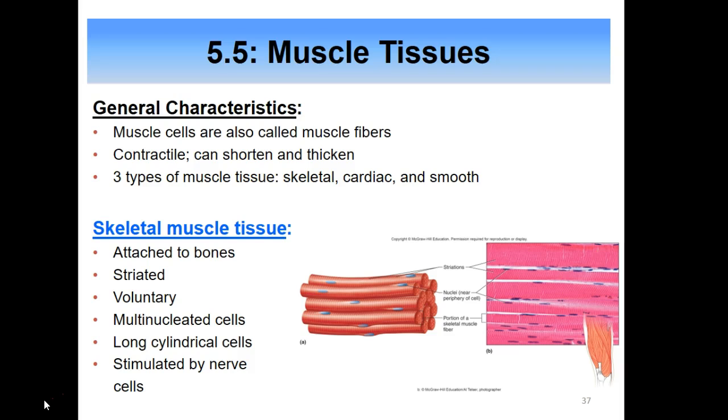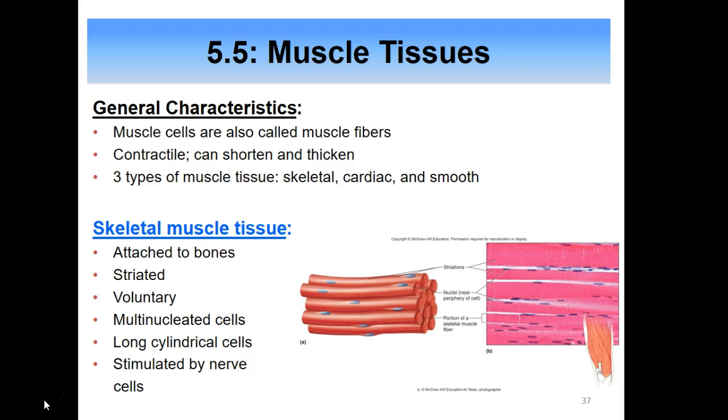It is attached to bones and it helps you move. And it is voluntary, so you think about what you are doing. You think about moving your arm from here to here. So it is something that you consciously control, whereas your heart beating is not something that you always think about. So your skeletal muscle tissue is stuff that you consciously control.